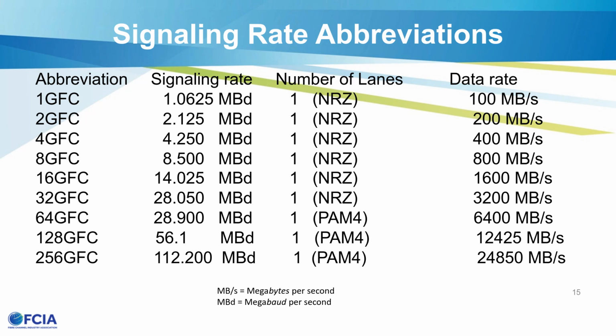But this gives you a high level when we talk Fibre Channel and the acronyms used: what the signaling rate is, how many lanes it has. In this one, I put all the number of lanes, what the modulation or signaling is, and then the actual data rate in megabytes per second that we run at.